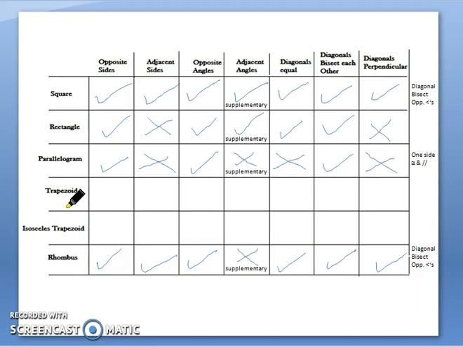For a trapezoid, are the opposite sides congruent? No, not typically. They might be, but not in a trapezoid. Adjacent sides are congruent? No. Opposite angles are congruent? No. Adjacent angles are congruent? No. Are the diagonals equal? No. Do they bisect each other? No. Are the diagonals perpendicular? No. So pretty much nothing happens with the trapezoid.